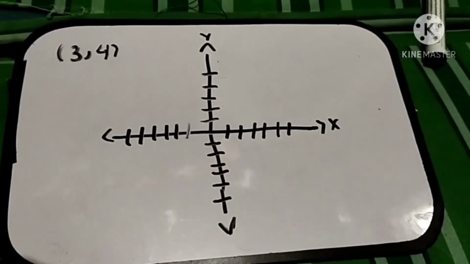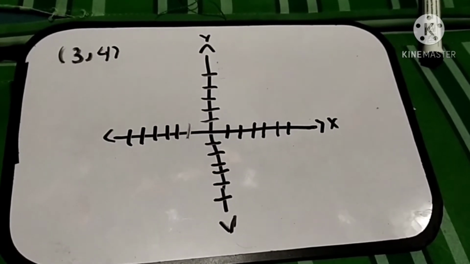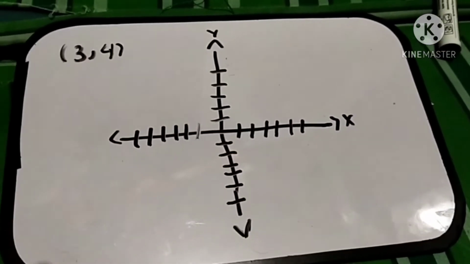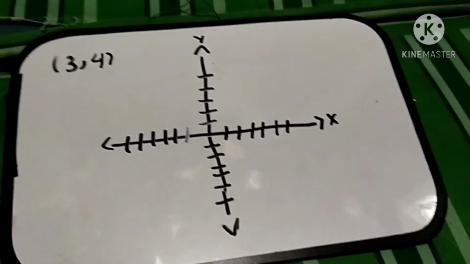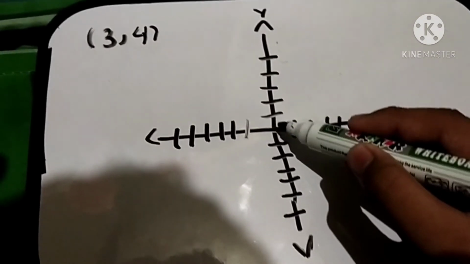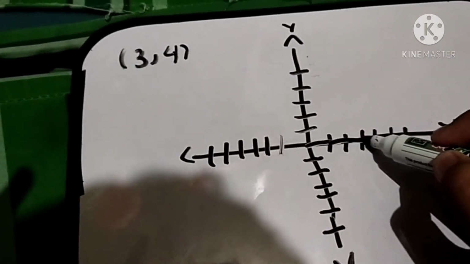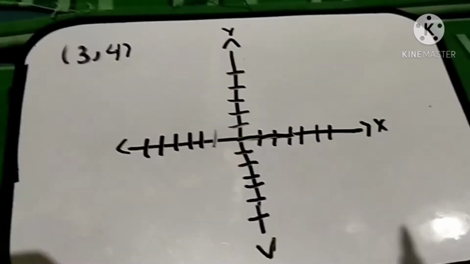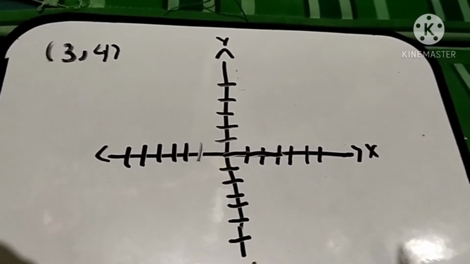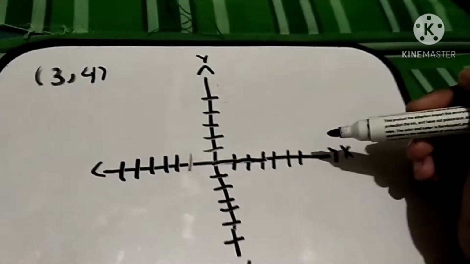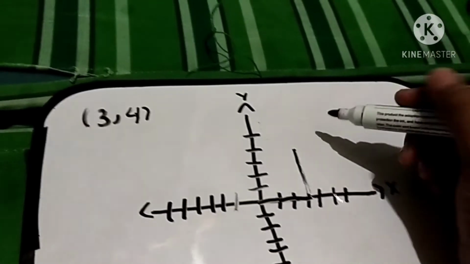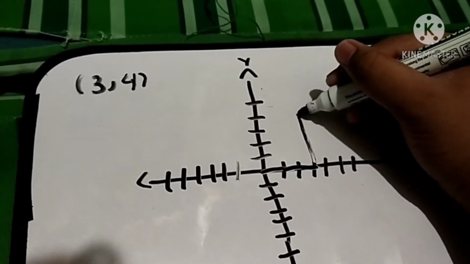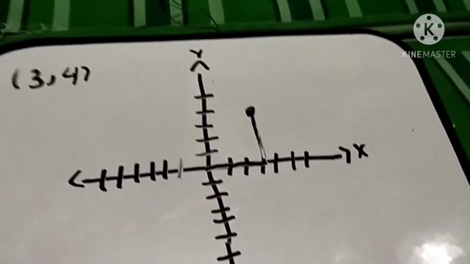The first number in the ordered pair represents the x-axis, and the second number represents the y-axis. So for a positive number on the x-axis, we move to the right: 1, 2, and 3. And as a positive number for the y-axis, we move upwards: 1, 2, 3, 4. So you can put a dot over here, and that is how to plot a point. The point of the ordered pair is over here.